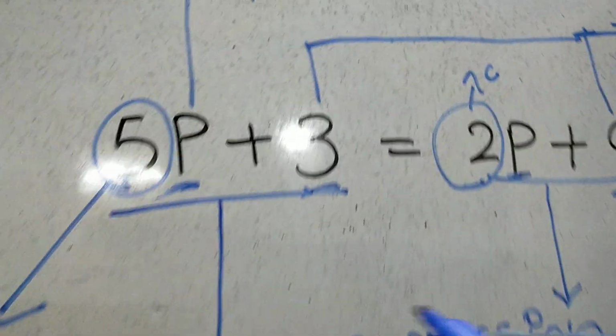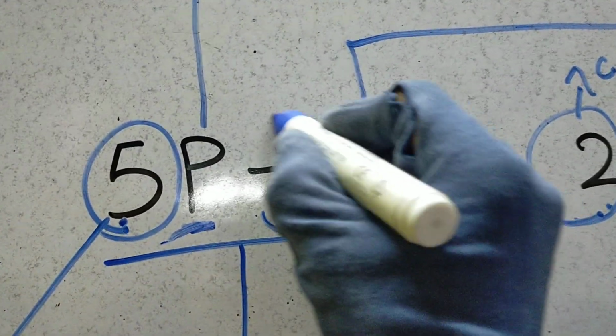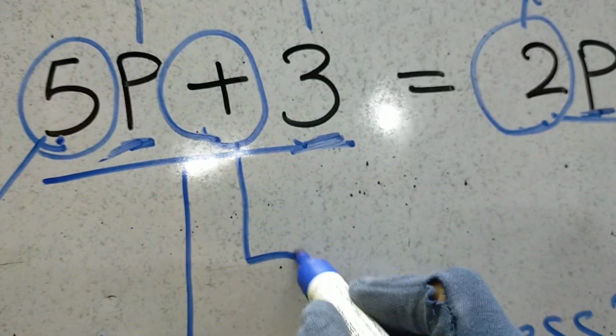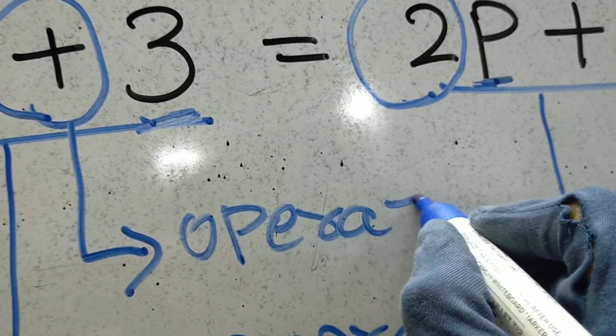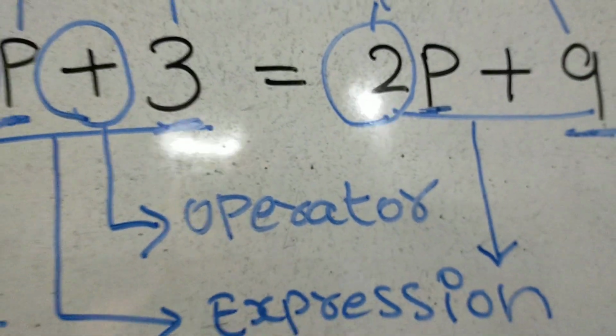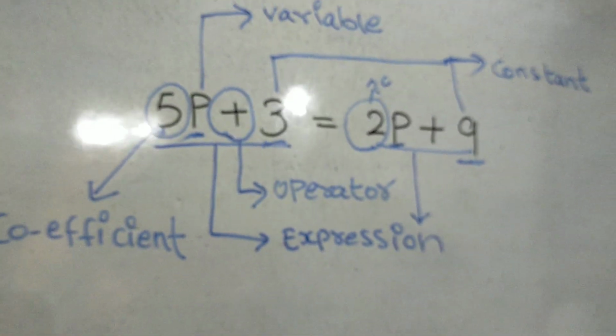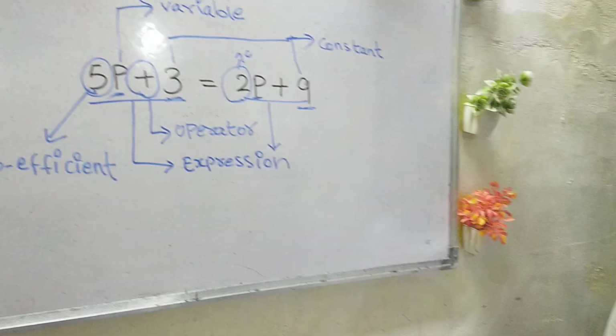Then we have something called an operator. See, what is this sign? Yes, this is the plus sign. This is called an operator. It's a sign which shows what operation is to be done. It can be plus, minus, multiplication sign, or division sign. So you should remember these parts.